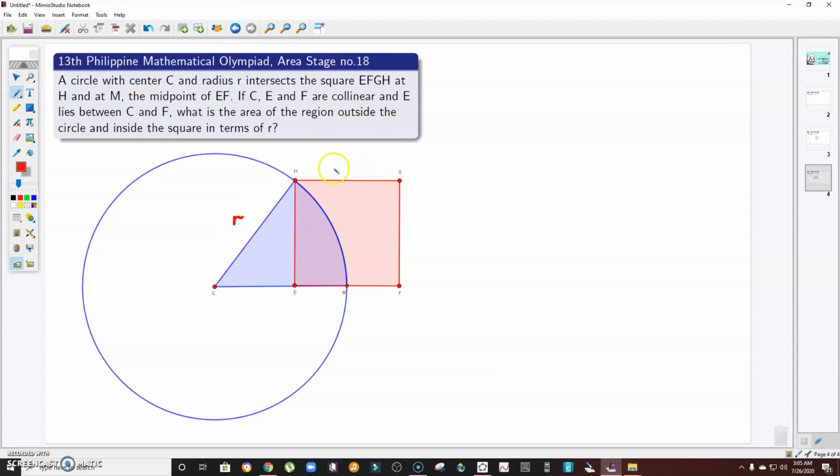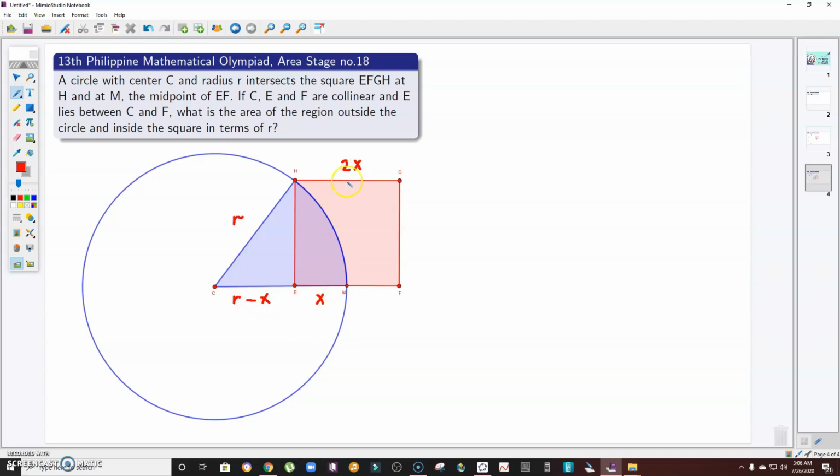Now, what I'm going to do here is let the side of the square be 2x. Why 2x? So that if I represent EM, since M is the midpoint, this will become x. Again, M is the midpoint of the side EF. Since CM is also a radius, therefore, the length of CE is R minus x.